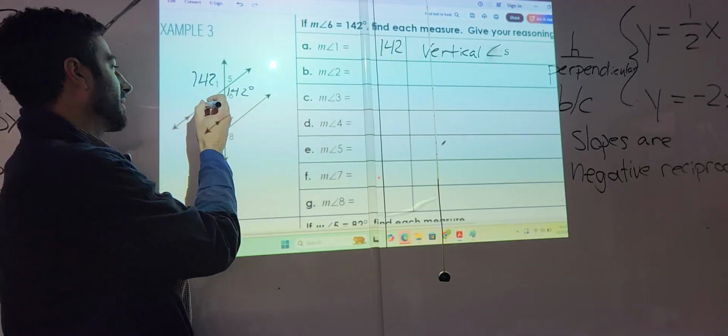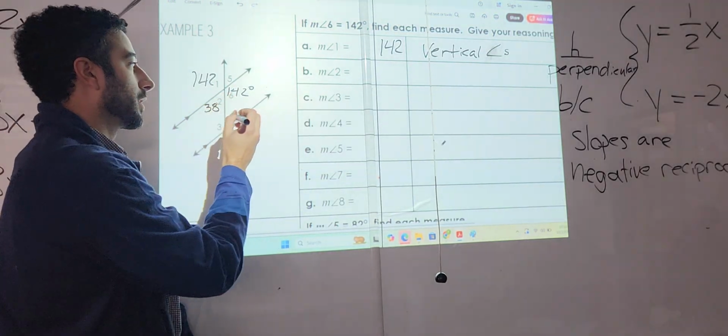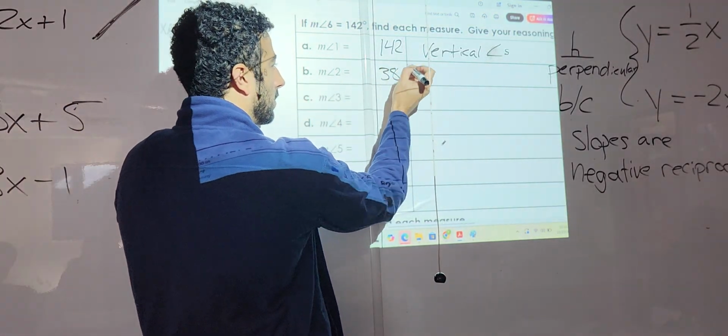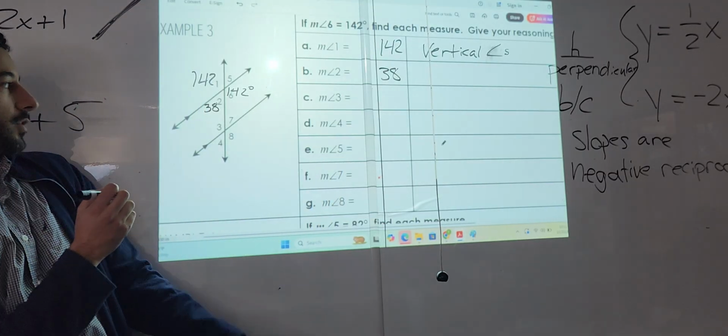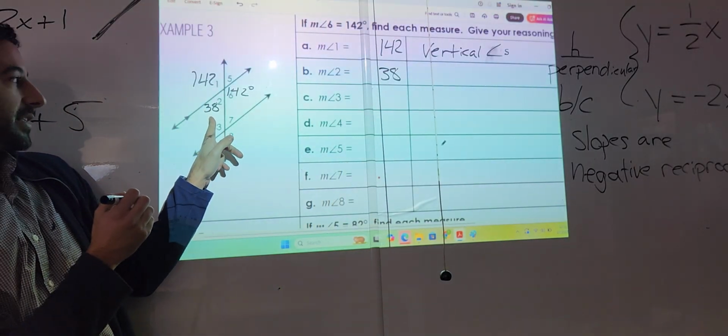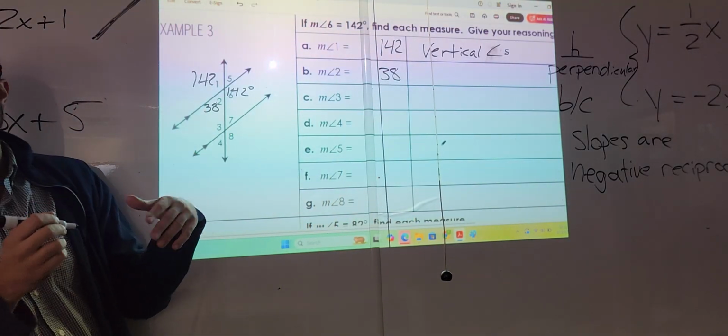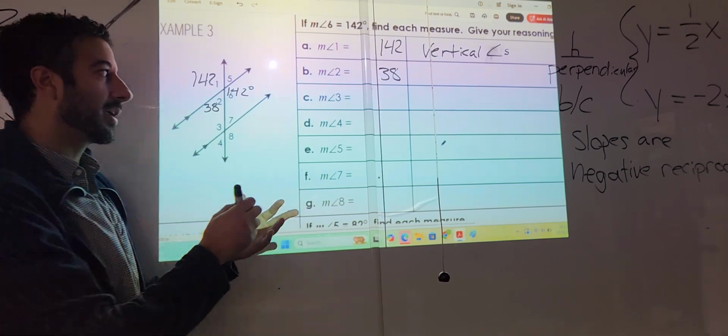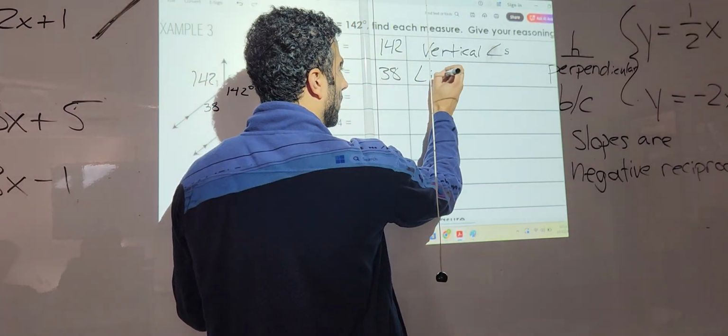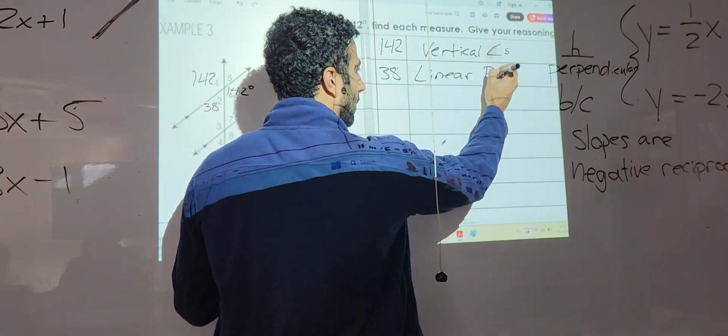38. How do we know that? Subtract from 180, it's supplementary. The reason is linear pair. Linear pairs are supplementary, which means you subtract from 180 to get the other one. So linear pair is what we're going to say.